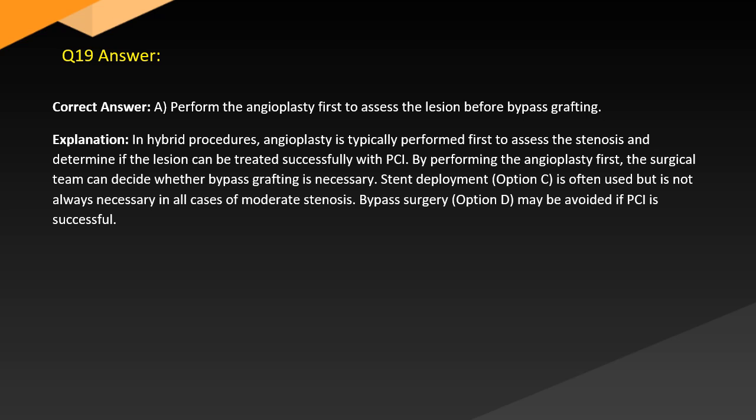Answer. Correct answer A. Perform the angioplasty first to assess the lesion before bypass grafting. Explanation. In hybrid procedures, angioplasty is typically performed first to assess the stenosis and determine if the lesion can be treated successfully with PCI. By performing the angioplasty first, the surgical team can decide whether bypass grafting is necessary.